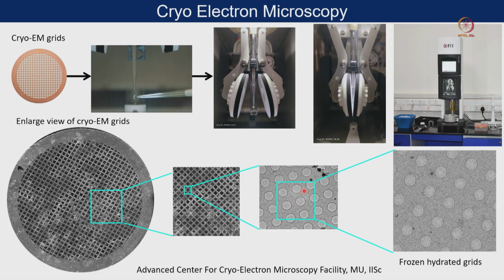Now if you consider this entire grid quickly plunged into liquid ethane, what will happen? Whatever small amount of sample is inside that hole, liquid ethane, whose specific heat is very high, will absorb the heat very fast from that solution. When the heat is absorbed from this hole very rapidly, it will form amorphous ice inside the hole, and the sample will be embedded in different orientations.